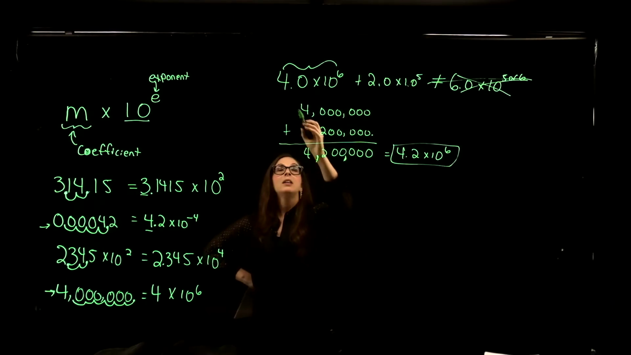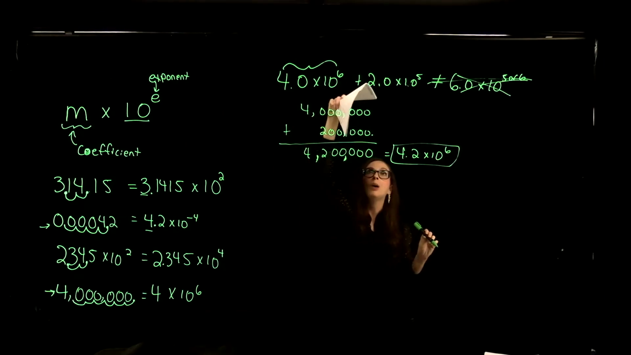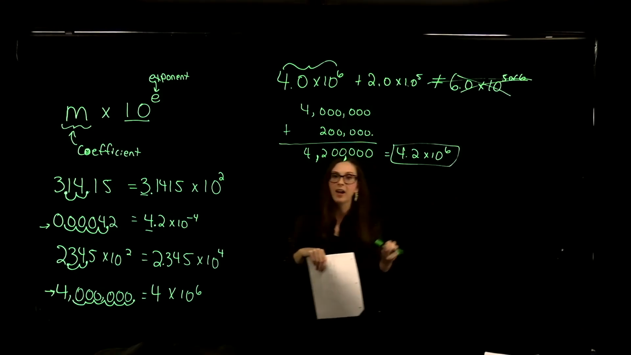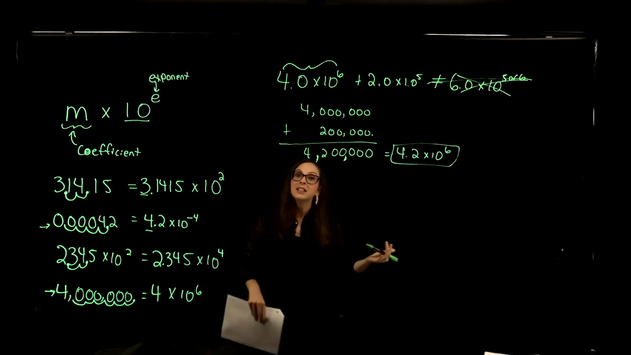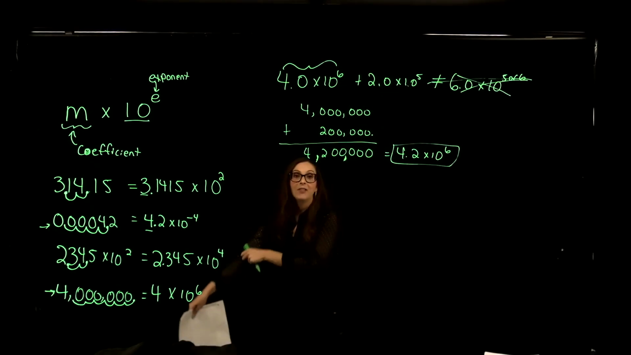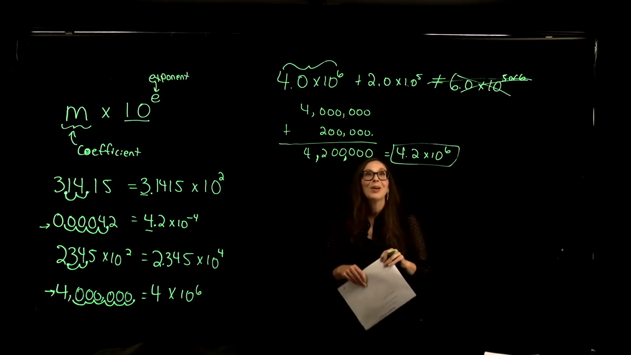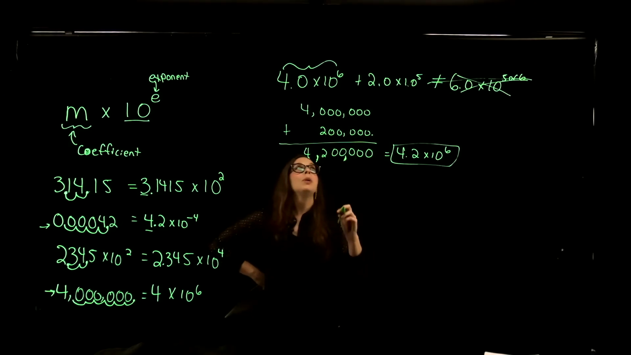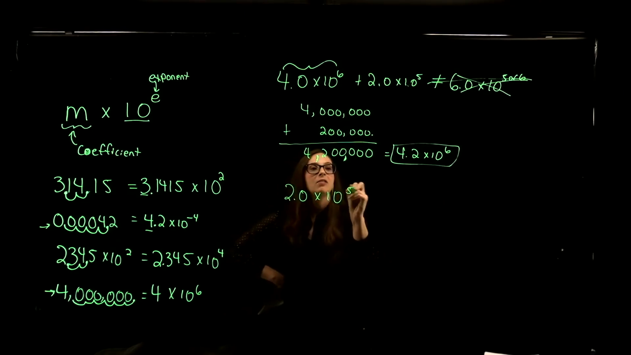Let's keep our 4 million as it is right here. And let's say that we want to put our 2.0 times 10 to the 5 into scientific notation such that it has the same exponent, the power of 6, instead of the power of 5. It will no longer be in normalized scientific notation if we do that, but that is okay. Okay? So if we want to do that, we have 2.0 times 10 to the 5.